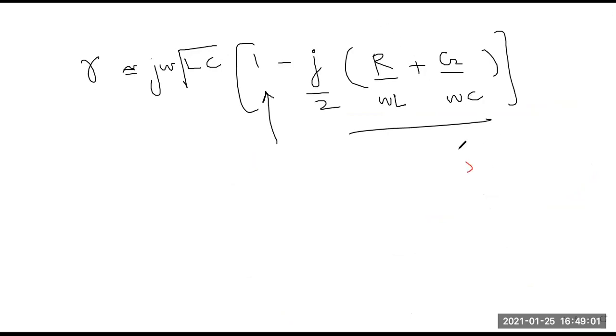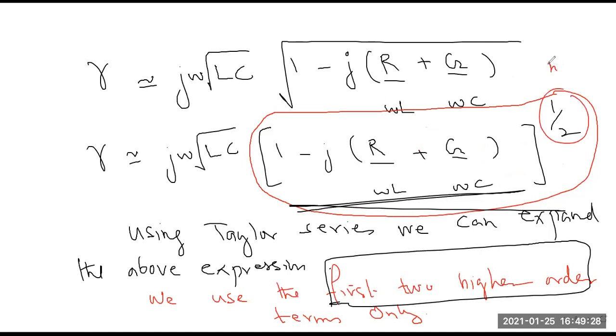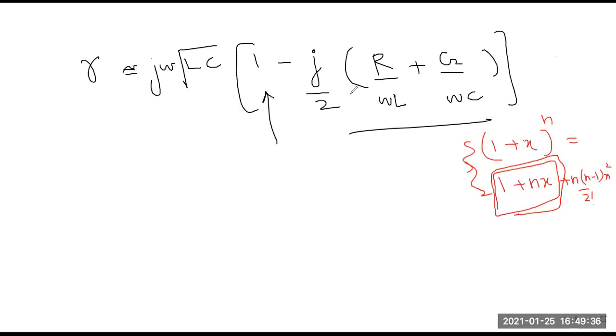If you still have some confusion, let me say that if you have something like 1 plus x raised to the power n, and you expand this expression using Taylor series, you get 1 plus nx, and then n into n minus 1 by 2 factorial x square, and so on. I am just taking these two terms. In our case, this is n, and this whole thing is x. So you can easily find out how I get this.